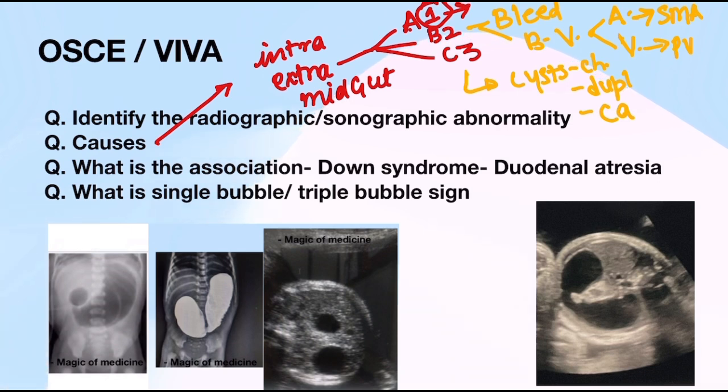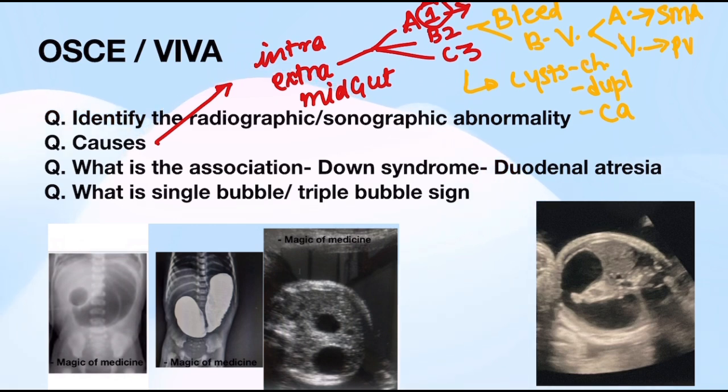Now the examiner will ask you which is the most common cause of double bubble sign. You have to tell the most common cause is duodenal atresia, and then he will ask what is the most common association of duodenal atresia. Then you have to answer, sir, the most common association is Down syndrome. Then he will ask, what are the other such signs? What is single bubble sign and what is triple bubble sign?